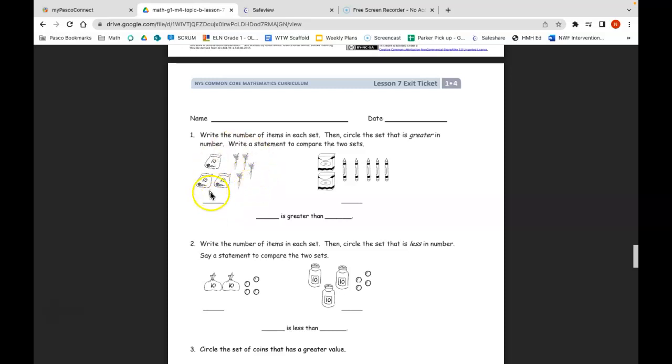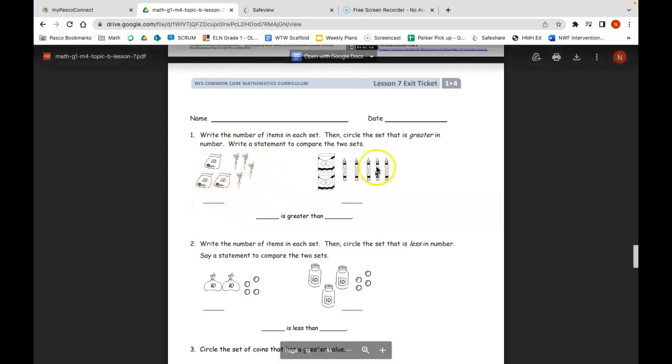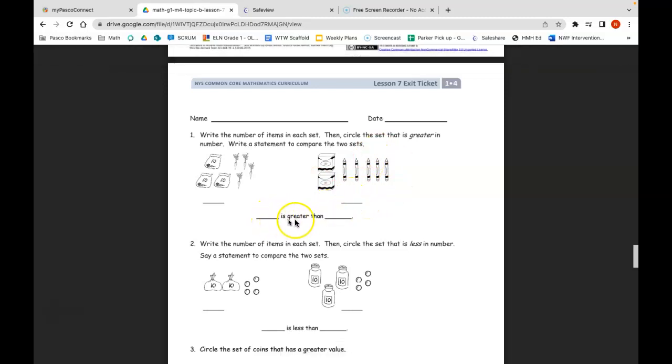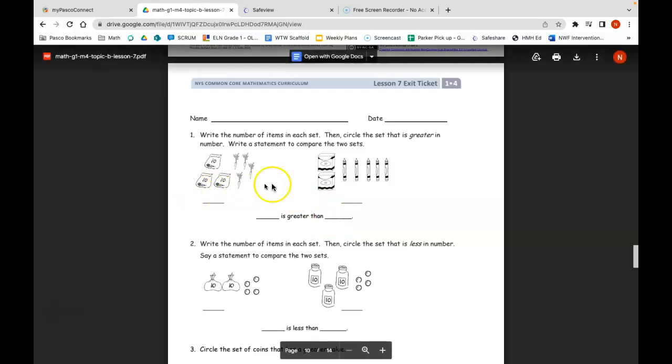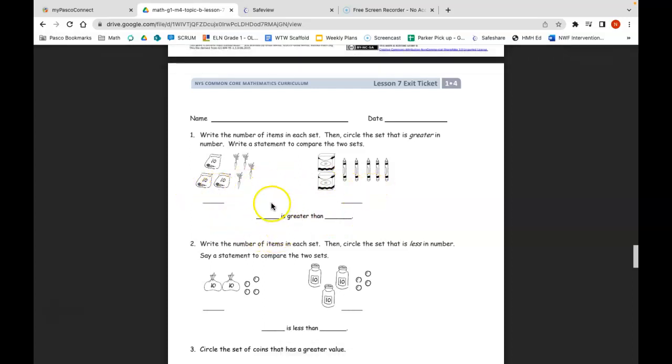Then once you have this picture's number here and this picture's number here, you're going to tell me blank is greater than blank. So which one of these numbers is bigger? You're going to put that number first because blank is greater. So we want the bigger number here and then the smaller number here.